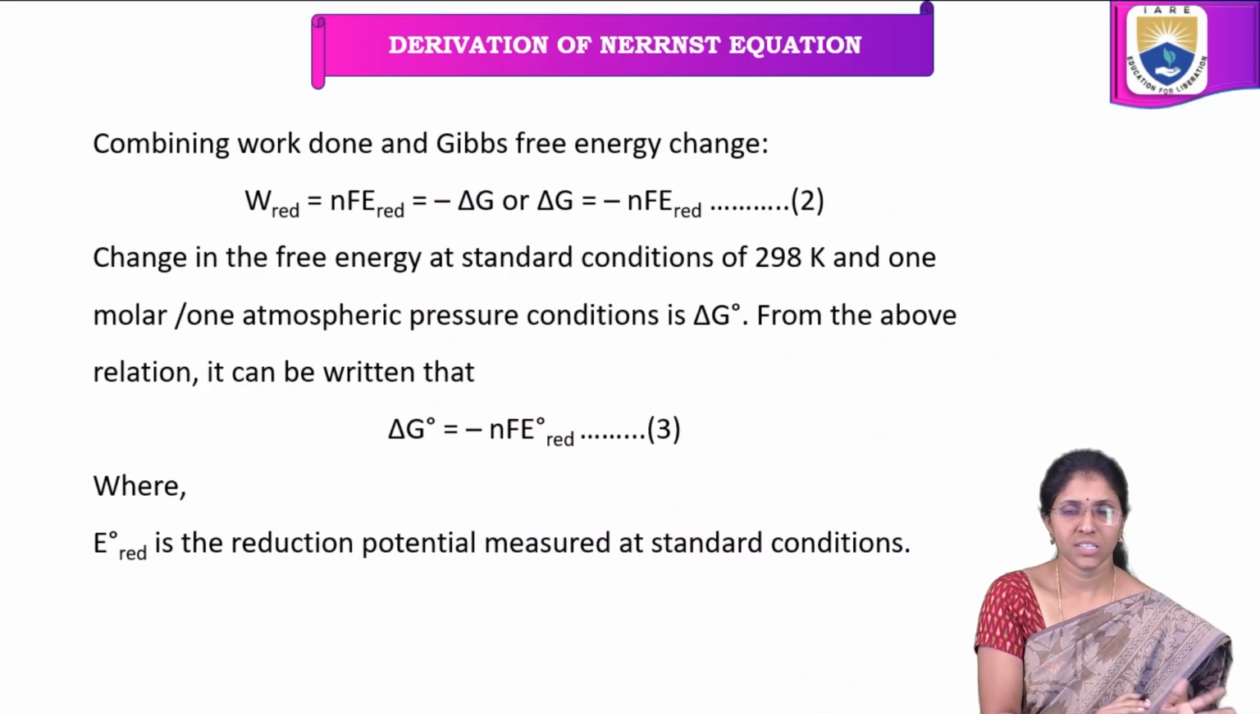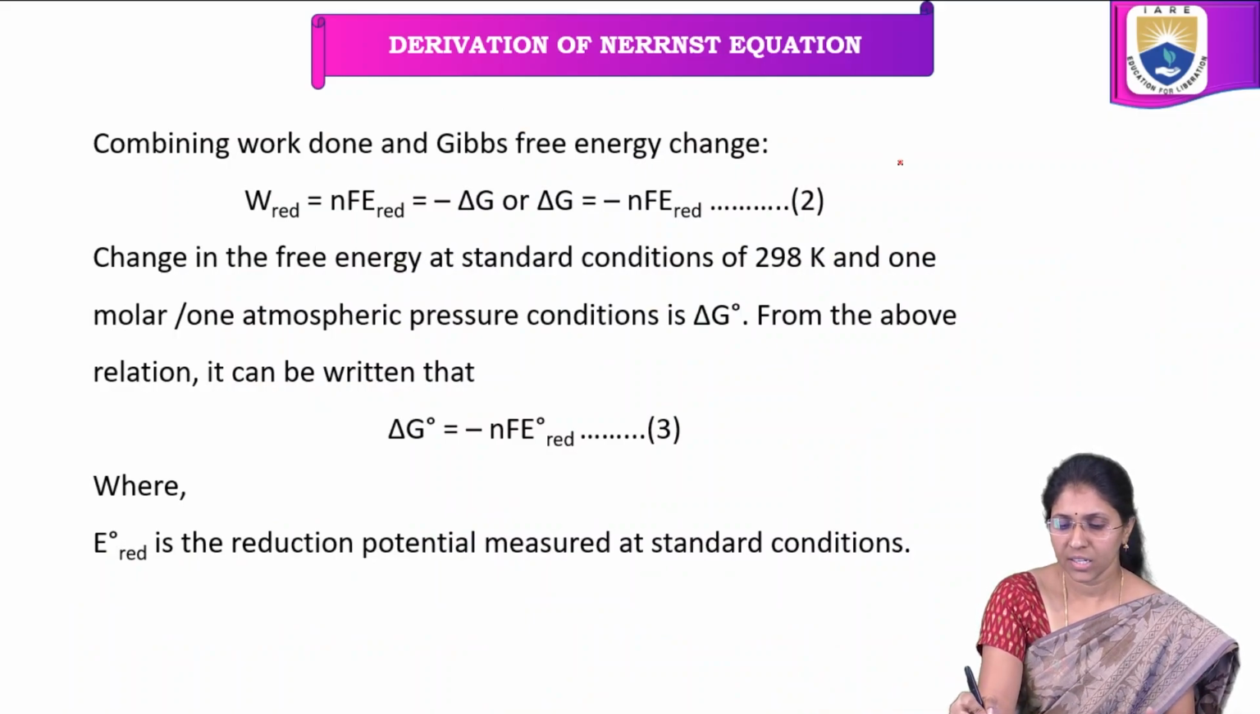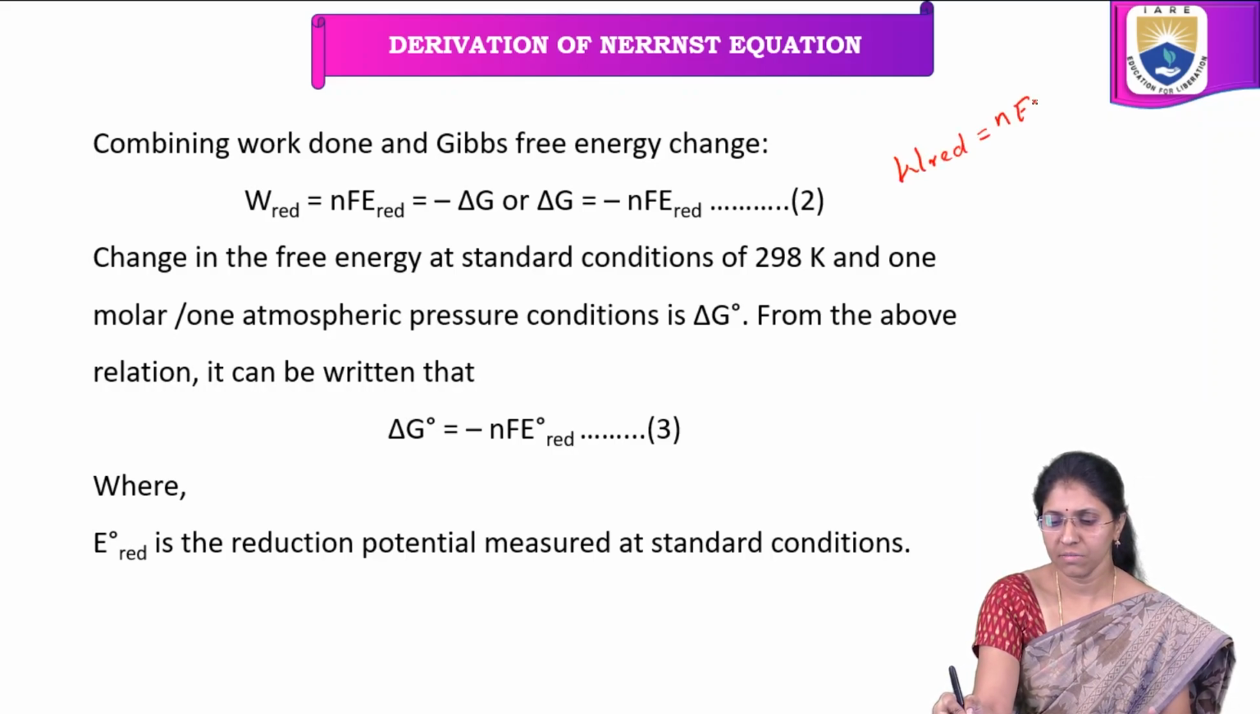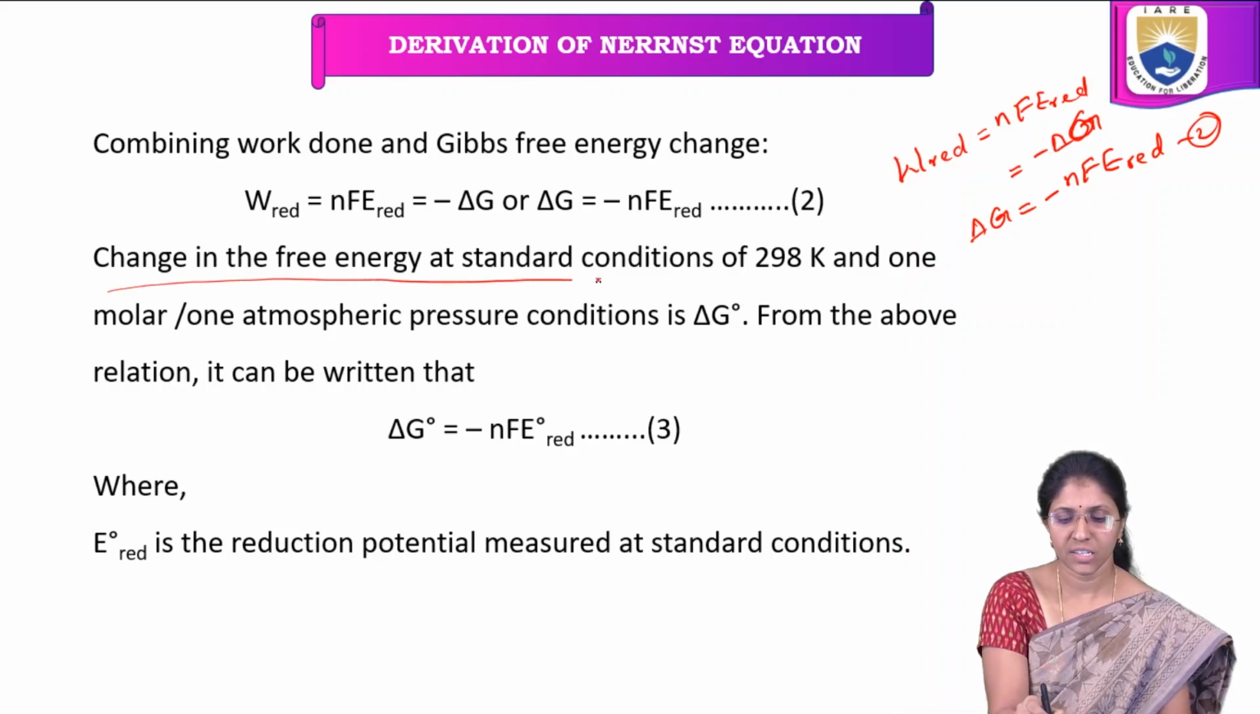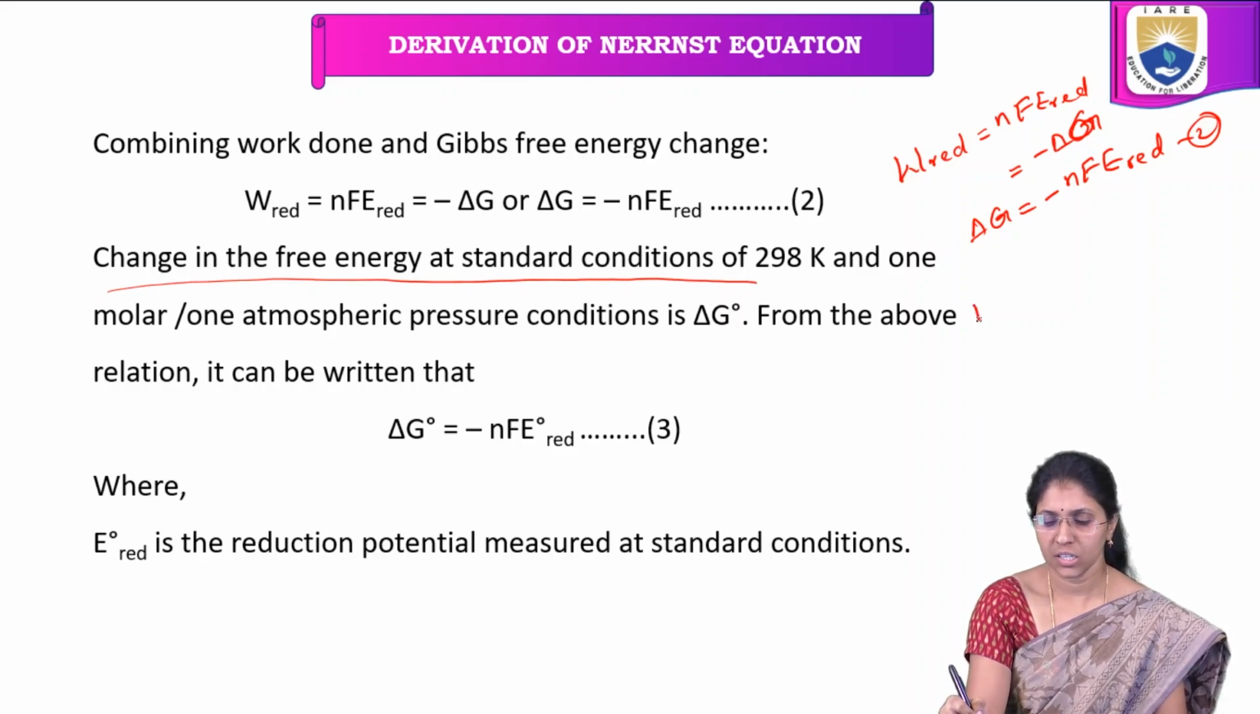By combining Gibbs free energy and work done, we get W reduction equal to n F E reduction equal to minus delta G. So from this equation, delta G equals minus n F E reduction. This is equation 2. Now the change in free energy at standard conditions: what are the standard conditions? Temperature should be 298 Kelvin.